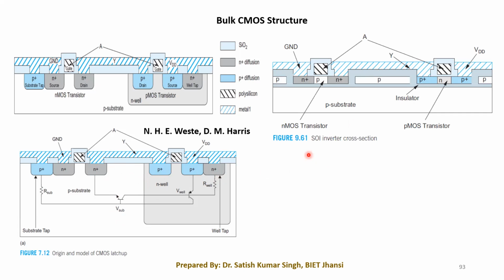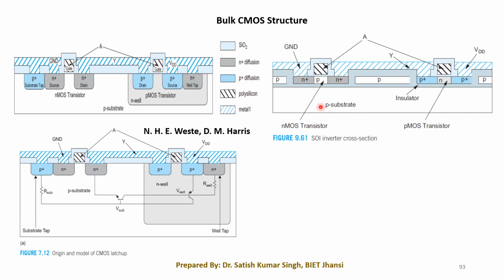Okay. So, a silicon on insulator inverter cross section. Till now we have not discussed what silicon on insulator is, but just try to understand the difference between this and this. The top structure may look very similar to what I have shown over here, but the basic difference is that here we have taken a p-type substrate.